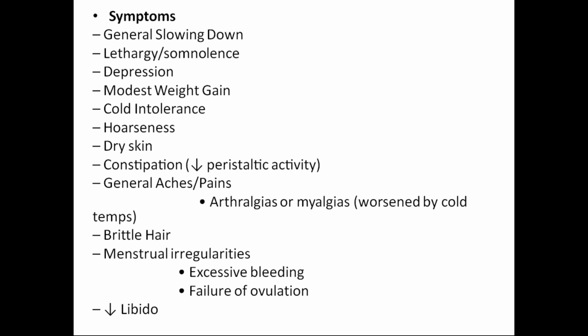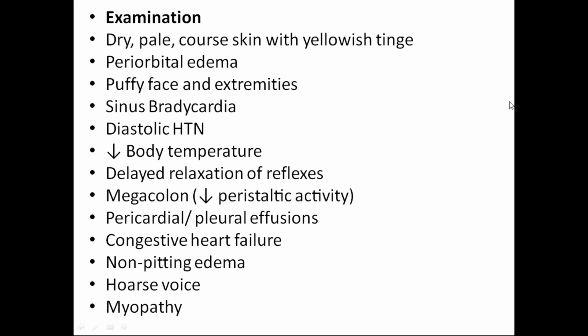thyroid. Okay, hypothyroidism. And brittle hair, weak and brittle hair and easily pluckable hair, and menstrual irregularities in case of adolescent females where there is excessive bleeding or a failure of ovulation, and decreased libido, the drive. Okay, these are the symptoms.